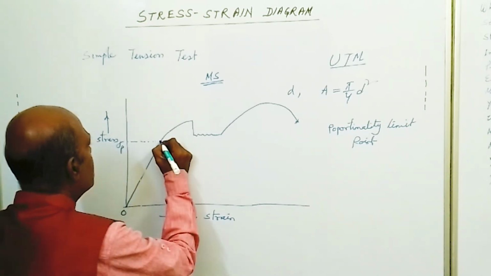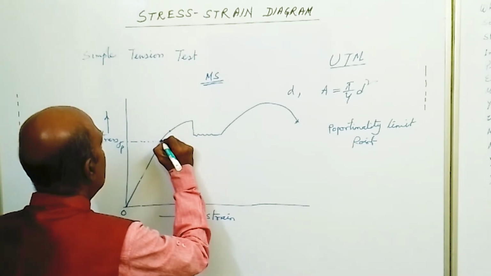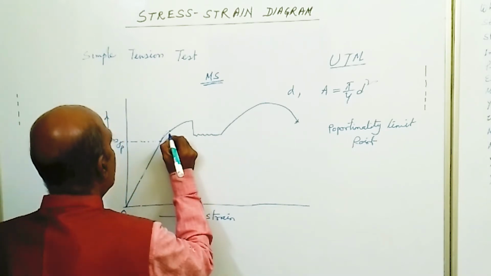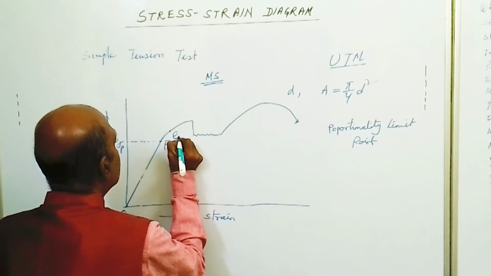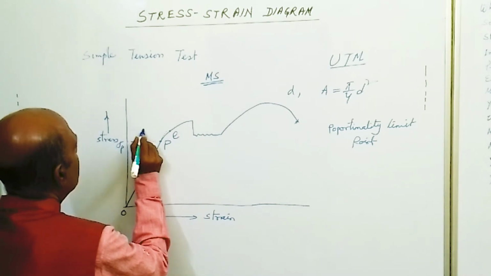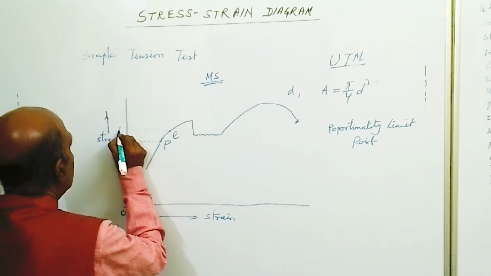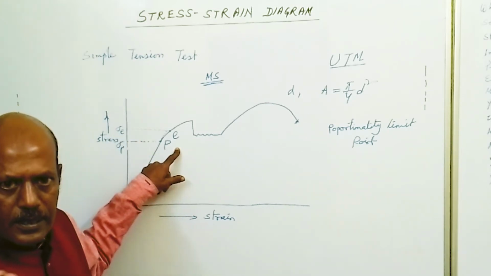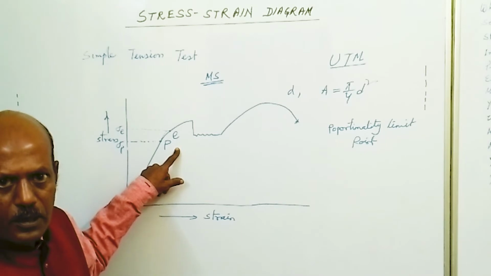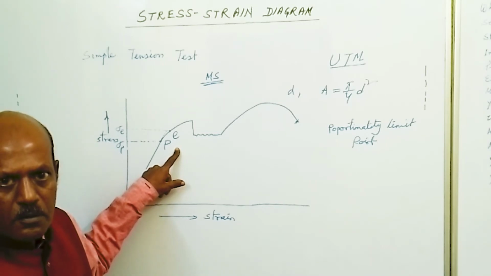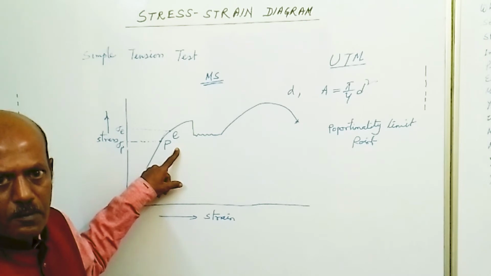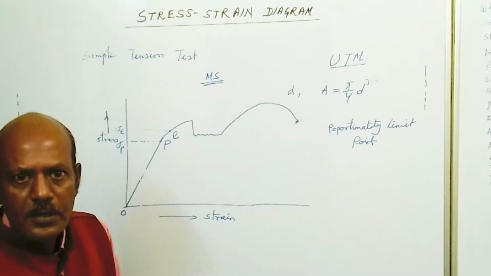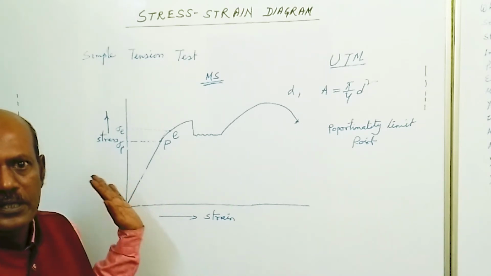Now if we increase the load, the curve will deviate slightly from the straight line, and that point is called the elastic limit point, denoted by E, and the corresponding stress is called the elastic limit stress. So point E is known as the elastic limit point, meaning the body is fully elastic up to this point. If the external deforming load is removed from this point, the body will come back to its original shape and size.